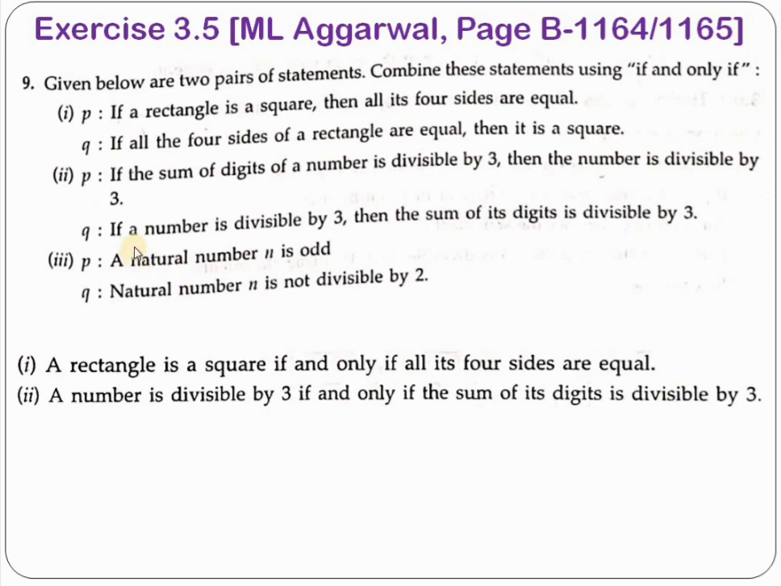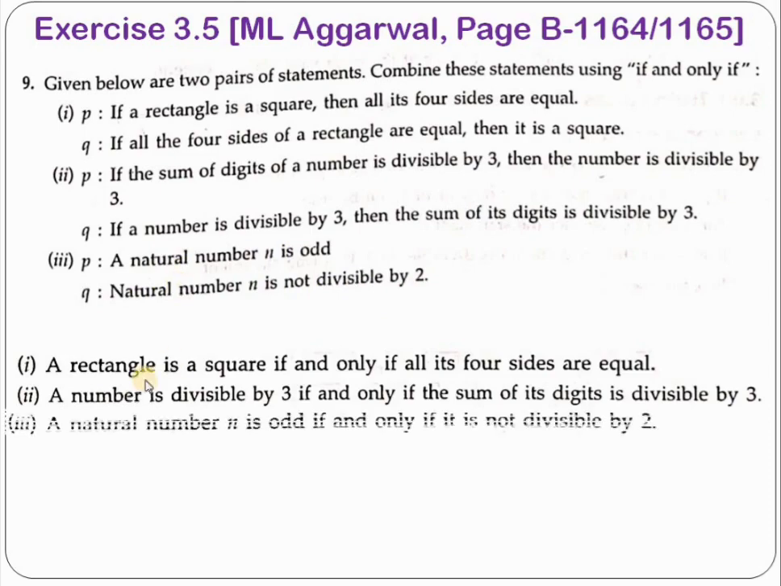All right, now let us see the last part. The last part says a natural number n is odd, and the natural number n is not divisible by 2. So you need to combine these two, right? So how to combine? A natural number n is odd if and only if it is not divisible by 2. All right, so this will be my answer for the third part. You may pause the video to note down.